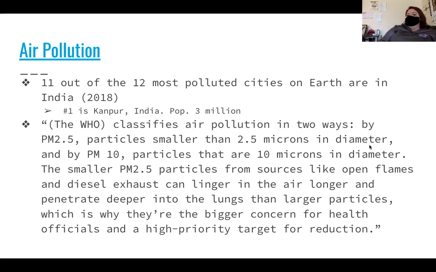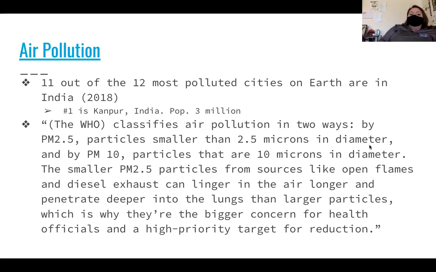When we're talking about air pollution, there are different specifications on what is considered pollution versus what is considered debris versus what is just normal everyday stuff. You are more than welcome to condense that second bullet point. That is just a definition from the WHO, the World Health Organization, that says air pollution can be classified in two ways, one of which is 2.5 and the other is 10. 2.5 are particles smaller than 2.5 microns in diameter, and 10 are particles that are 10 microns in diameter or bigger.